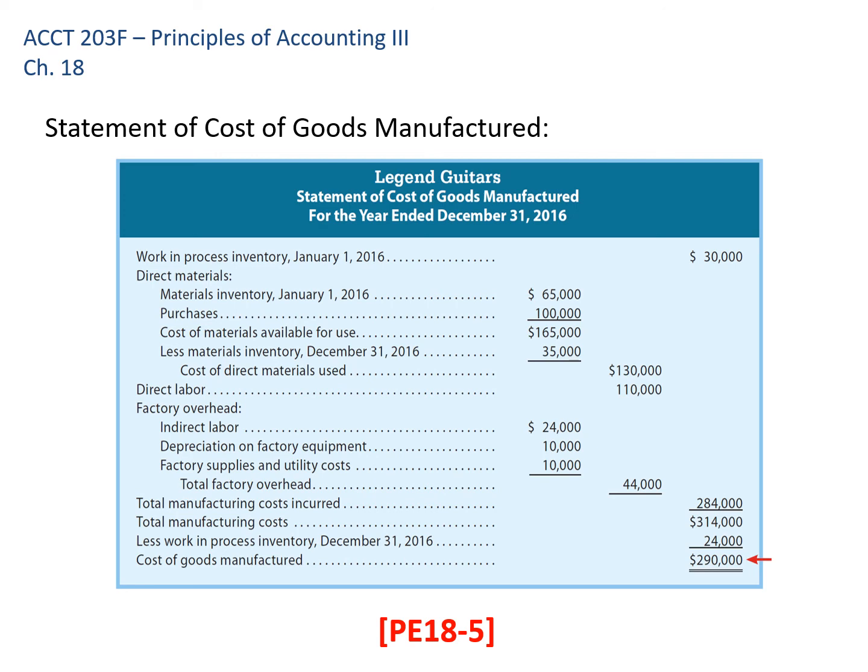Now I count what is on the workbenches at the end of December. What is my ending work in process inventory? That's $24,000. So if I had $314,000 worth of cost and I have $24,000 still sitting there at the end of the month, it must mean that $290,000 flowed out of my factory into my finished goods building. You'll get more comfortable with these as you do a few of them.